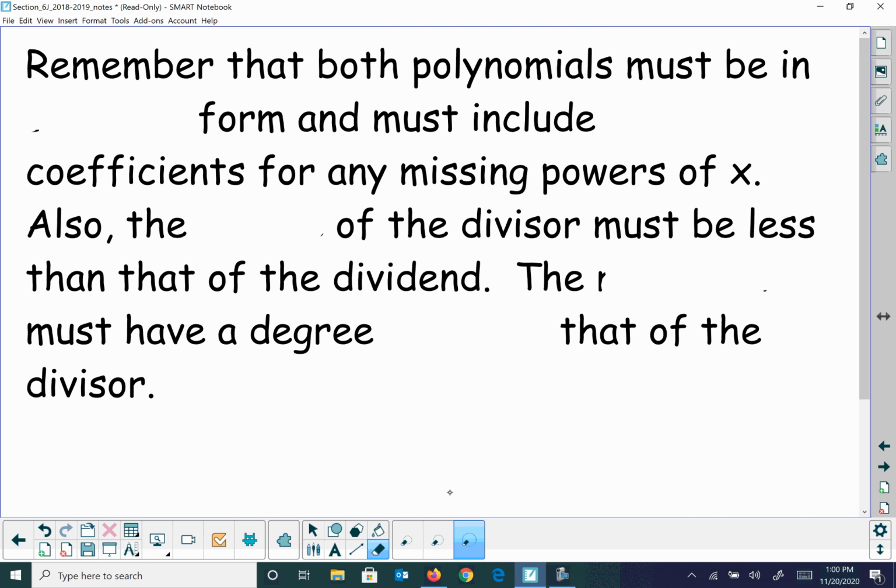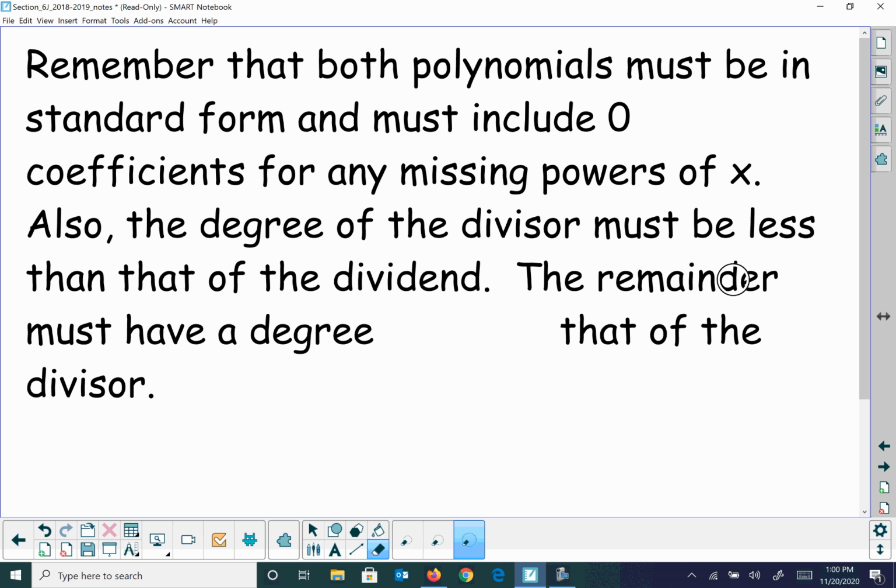All right, so remember both polynomials must be in standard form and must include 0 coefficients. Also take care of the degree. The remainder must have a degree less than the divisor. Okay?